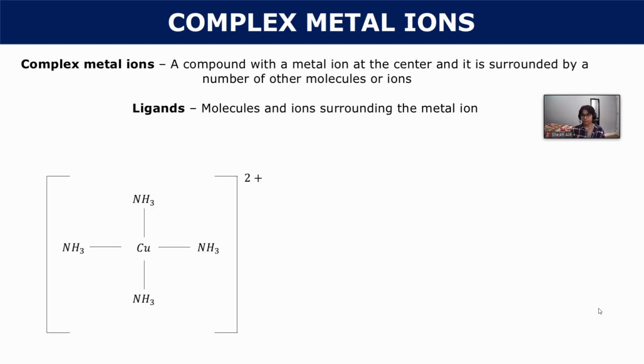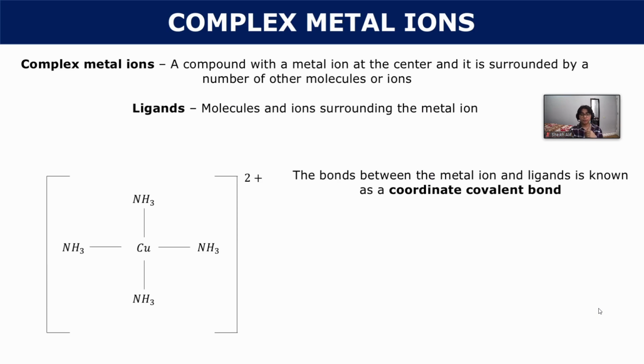If we look at what that looks like, we have a copper in the center, that's the metal ion, and it's surrounded by other molecules or ions, in this case the NH3, and those NH3 molecules are the ligands. The bonds between the metal ion and ligands are known as coordinate covalent bonds, which are bonds in which one atom shares a pair of electrons.